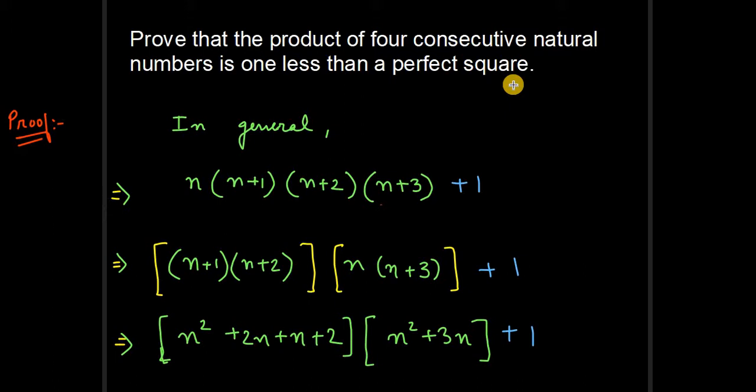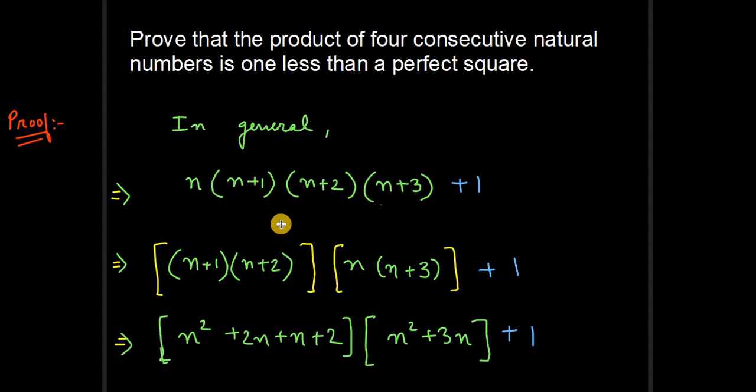So in other words, we can also say that the product of these consecutive natural numbers plus 1 will give us a perfect square, right? हम लोग क्या बोल सकते हैं कि the product of these four consecutive natural numbers plus 1 will give us a perfect square, right? So we are going to prove that.